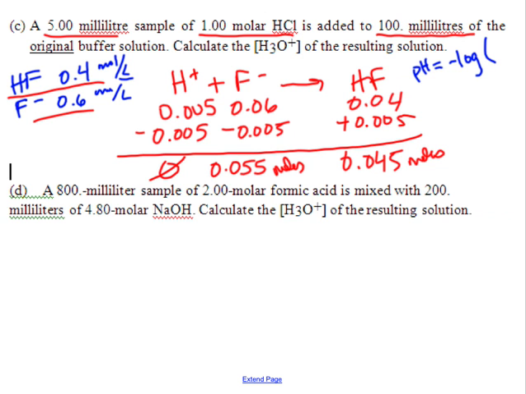1.8 times 10 to the negative 4th is equal to, or plus the log of what goes on top? 0.055. What goes under? 0.045. And then we get 1.8 e negative 4 plus the log of 0.055 over 0.045. What is the pH?